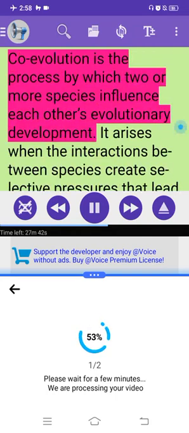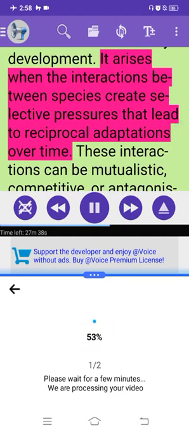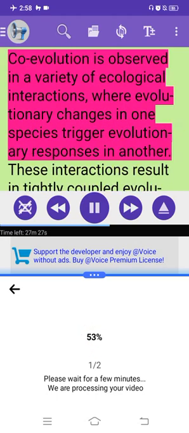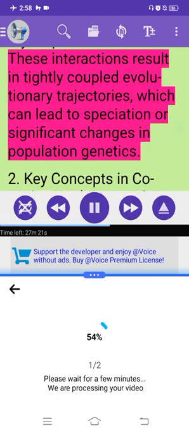Coevolution 1. Detailed lecture. Coevolution is the process by which two or more species influence each other's evolutionary development. It arises when the interactions between species create selective pressures that lead to reciprocal adaptations over time. These interactions can be mutualistic, competitive, or antagonistic, and they shape the evolution of traits in the involved species. Coevolution is observed in a variety of ecological interactions, where evolutionary changes in one species trigger evolutionary responses in another. These interactions result in tightly coupled evolutionary trajectories, which can lead to speciation or significant changes in population genetics.